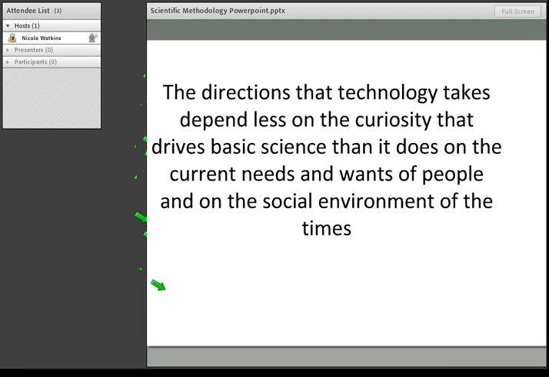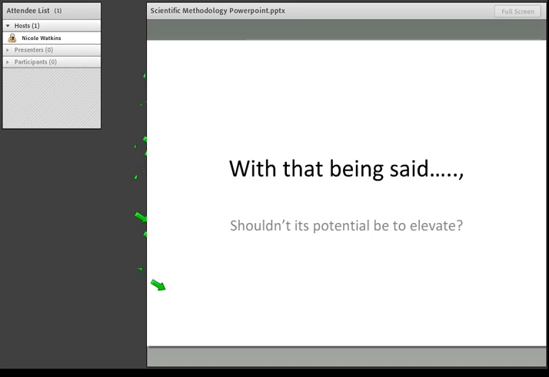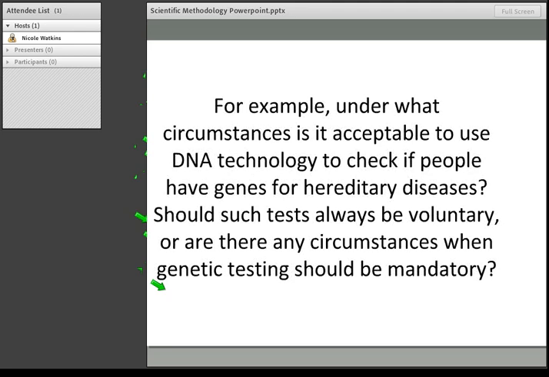It is stated that the directions that technology takes depend less on curiosity, because remember, we started out this module and this webinar talking about how our advancements in science are because of our curiosity. But now, is it depending less on our curiosity that's driving our basic science, or more on the current needs and wants of humans and on the social environment of the times? With that being said, shouldn't we keep in mind that science and technology's potential is always to elevate?